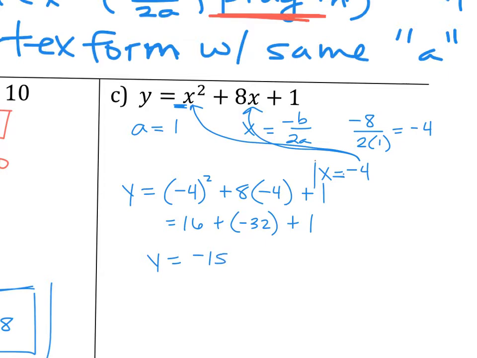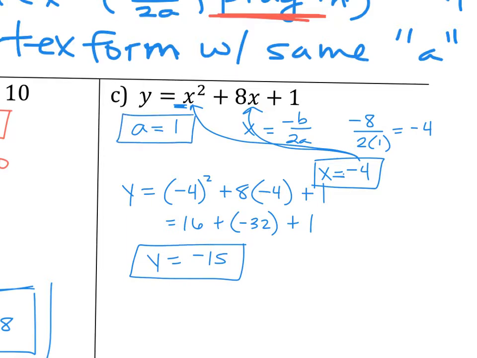So now you have your x and your y and your a that you're going to plug into vertex form. So your vertex is negative 4, negative 15. It'll be y equals, I would put this 1 in just so you're clear that you know what your a was. Even though it's 1, it doesn't change anything, I would still put it in. It's not technically wrong if you don't, but I would.